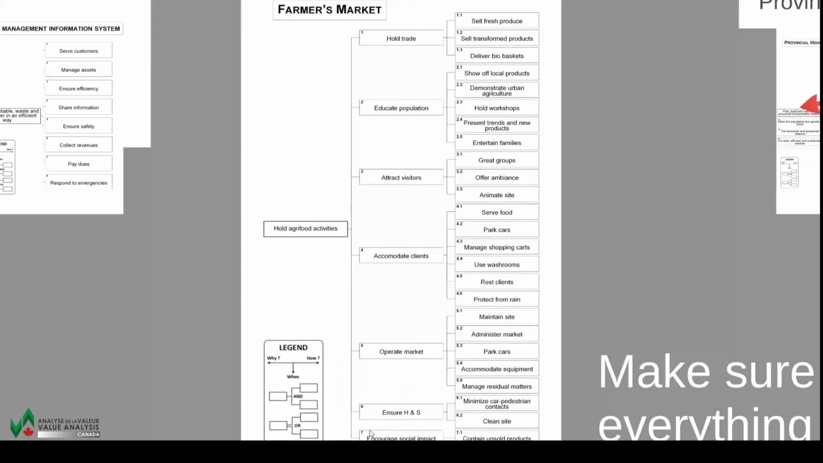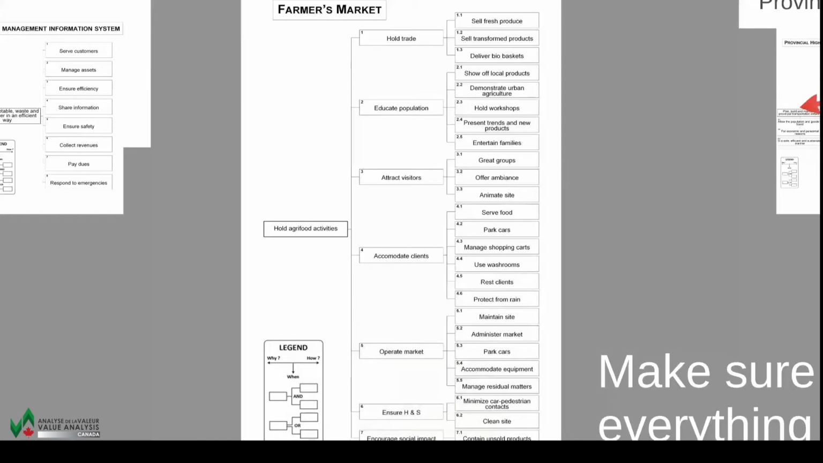And one of the last things they really wanted to do is encourage social impact. We talk more and more about social involvement. One of the things they wanted to do is contain unsold products, keep them there in the refrigerator so that community groups can come and get this food and then prepare food for homeless people or something like that. So with all these functions, and the performance associated with them, for example, how many groups can we receive at once, how big the groups are, and so on.